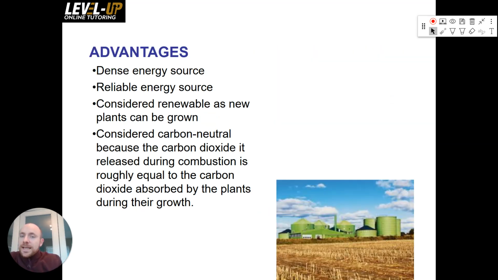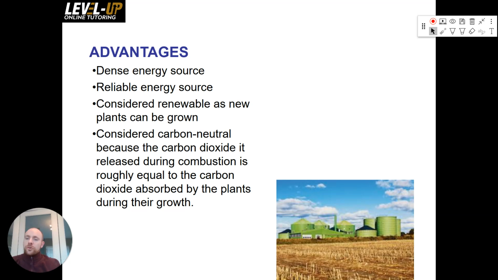So these biofuels, very dense energy, so you can get a lot of energy out of them. Really reliable. I can literally just have a store of ethanol or a store of wood. Whenever I want that energy, I can just throw it on and I know I'm going to get lots of energy. I don't have to wait for it to be windy. Considered renewable, even though you have to grow these plants, it doesn't take too long. Maybe it takes a few years for most plants to grow, maybe 10 years for a fast growing tree. So it's generally considered as renewable.